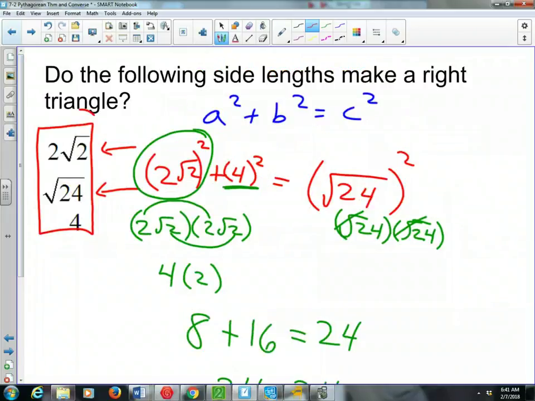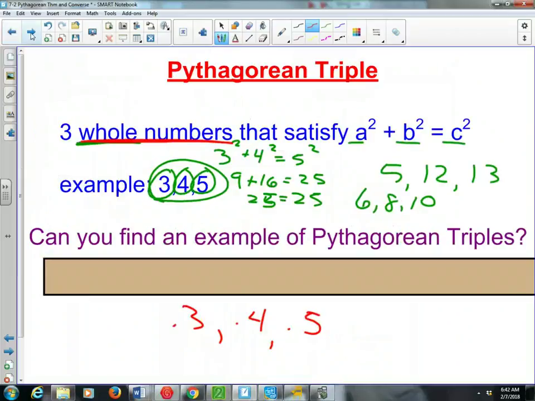Our last one right here, these three lengths satisfy a squared plus b squared equals c squared, but they're not whole numbers. These are radicals, which are irrational numbers. They're not whole numbers. So in order for it to be a Pythagorean triple, it has to satisfy a squared plus b squared equals c squared, and they have to be whole numbers.